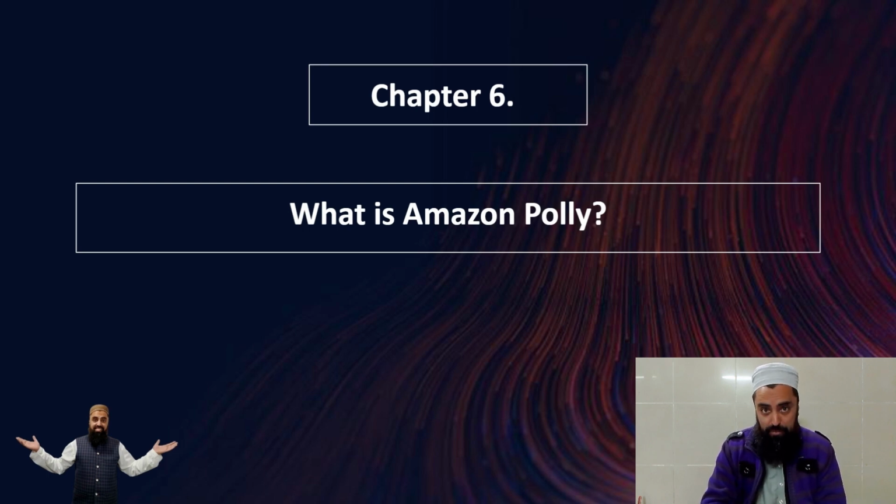This is chapter number 6 of our AWS AI practitioner course, and it is one of the easiest services in the AWS AI services stack. It is known as Amazon Polly. Let's try it out and see how this service works, and we are going to learn more about Amazon Polly in this chapter today.